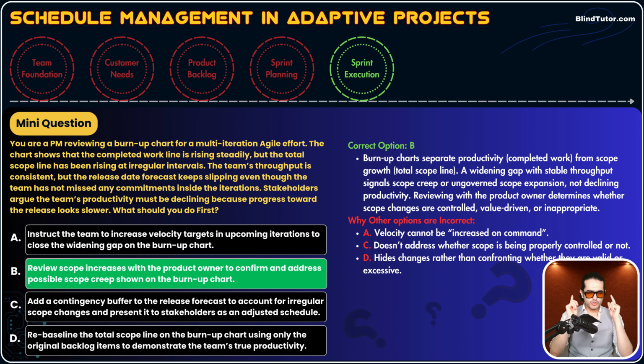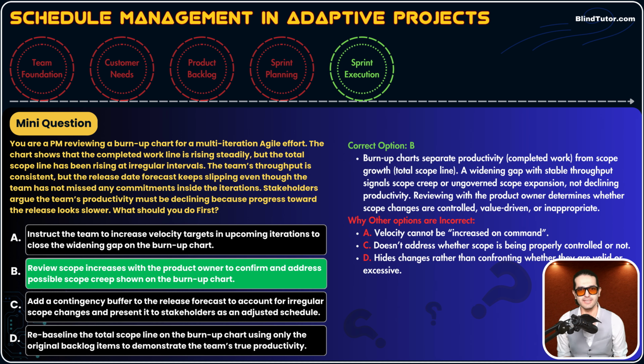Guys, let's use mindsets here. Option A, instruct the team to increase velocity. We never increase velocity in Agile. You know it. Just sustainable pace. We don't force the team, hey, work harder, increase your velocity. By using mindset, you could eliminate option A. And let's use mindset for option D, rebaseline the total scope line on the burn-up chart using only. Only is a strong negative word. Eliminate that option.